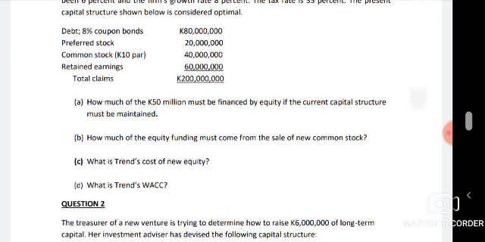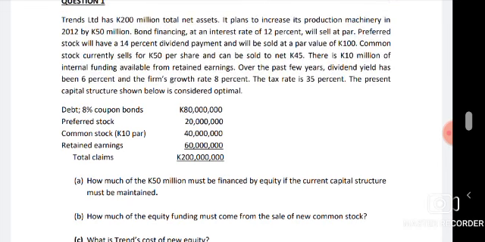Part C, what is Trend's cost of new equity? New equity, you heard that word, new equity. When you hear new equity, then you'll get to calculate the cost of equity for new stock. And which figure do you use? Because we have that selling price. You look at common stock sales at 50 kwacha per share and can be sold for net 45. When you hear that word, net, then you're now looking at the cost of new common stock, or cost of new equity in that case.